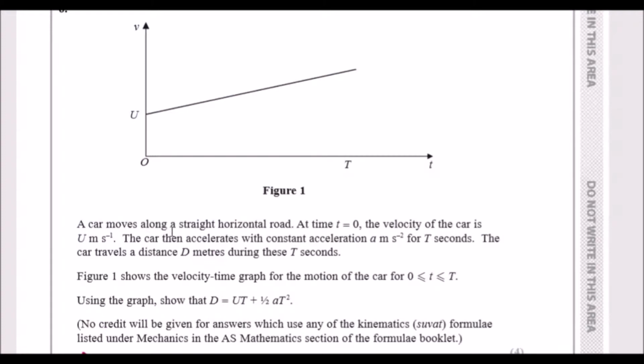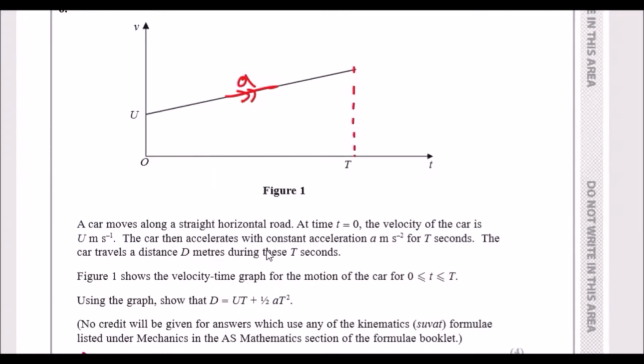So a car moves along a straight horizontal road. At time t equals 0, the velocity of the car is u. Okay, vectors, call this line over here a. So actually, I might just do it right now. This is already solved, by the way, but I'm just going to show you as we do it. For t seconds, from here up until t, the car travels a distance d meters during these t seconds.